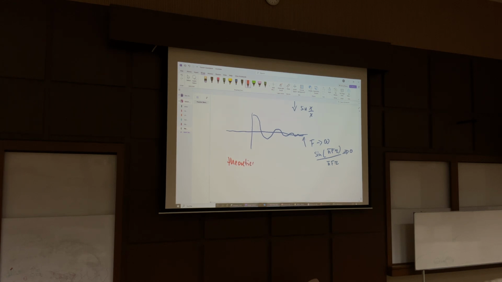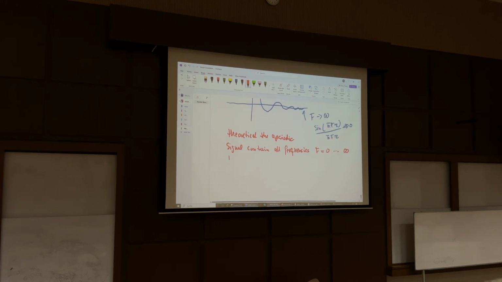Theoretically, the aperiodic signal contains all frequencies from f equals 0 to infinity, but the corresponding amplitudes go to 0 with increasing frequency.